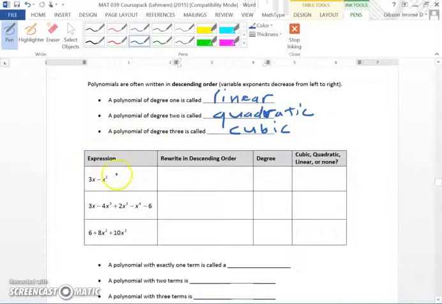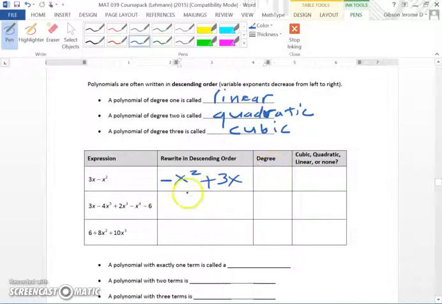Okay, so now we have 3x minus x squared. We know that the negative x squared will go first, and then plus 3x. So this is how we will rewrite it. Does everyone follow that?